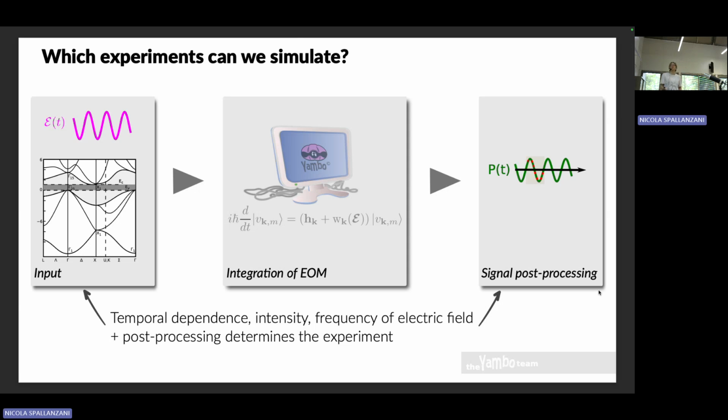So, which experiments can we simulate? The nice thing about real time is its flexibility, so you can really define your experiment. This part you don't want to touch, you don't need to, it's there. But then you can change your input field, and you can change how you process your signal, which is very easy because you can use Yambo.